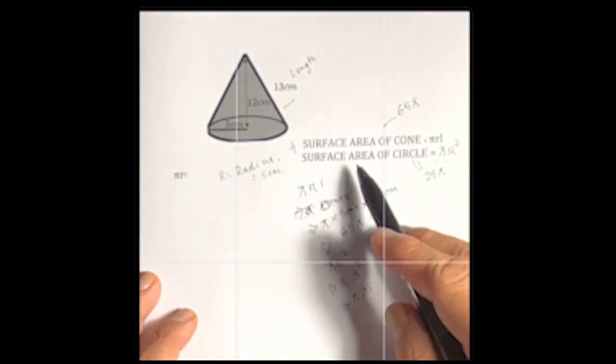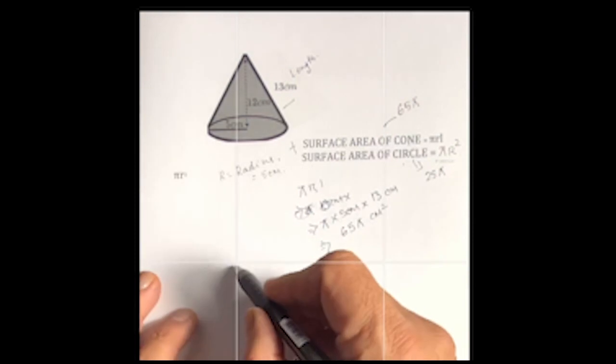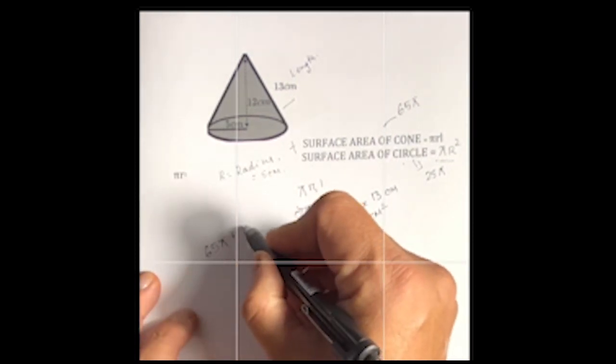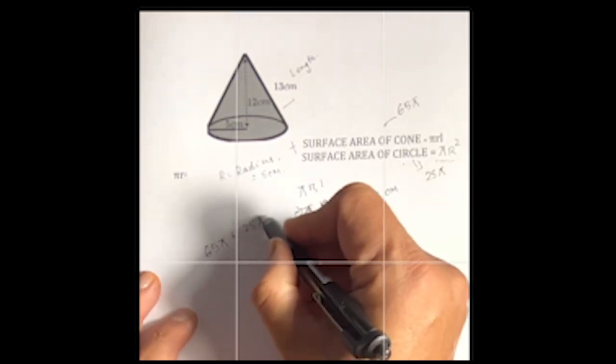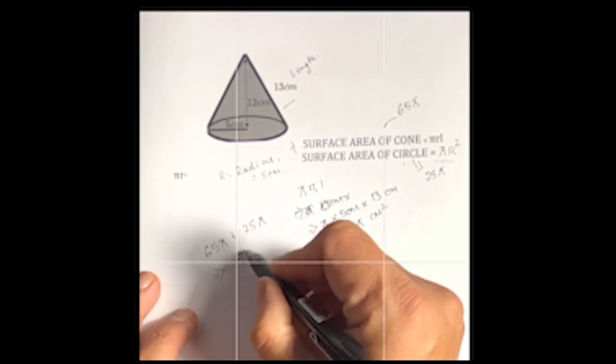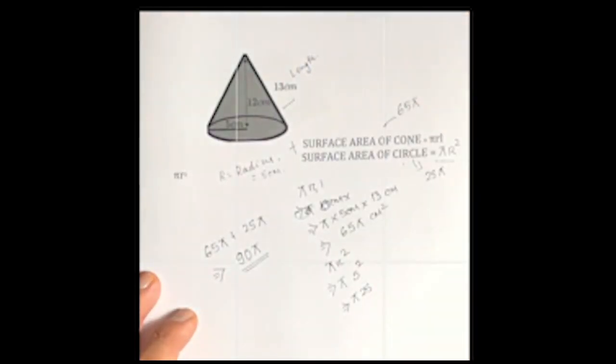Now if we add the surface area of the cone and the surface area of the circle, we will be able to find out the surface area of the three-dimensional shape. So now what we know is 65 pi plus 25 pi. If you add this, you will find it as 90 pi. So we know the surface area of this three-dimensional shape is 90 pi.